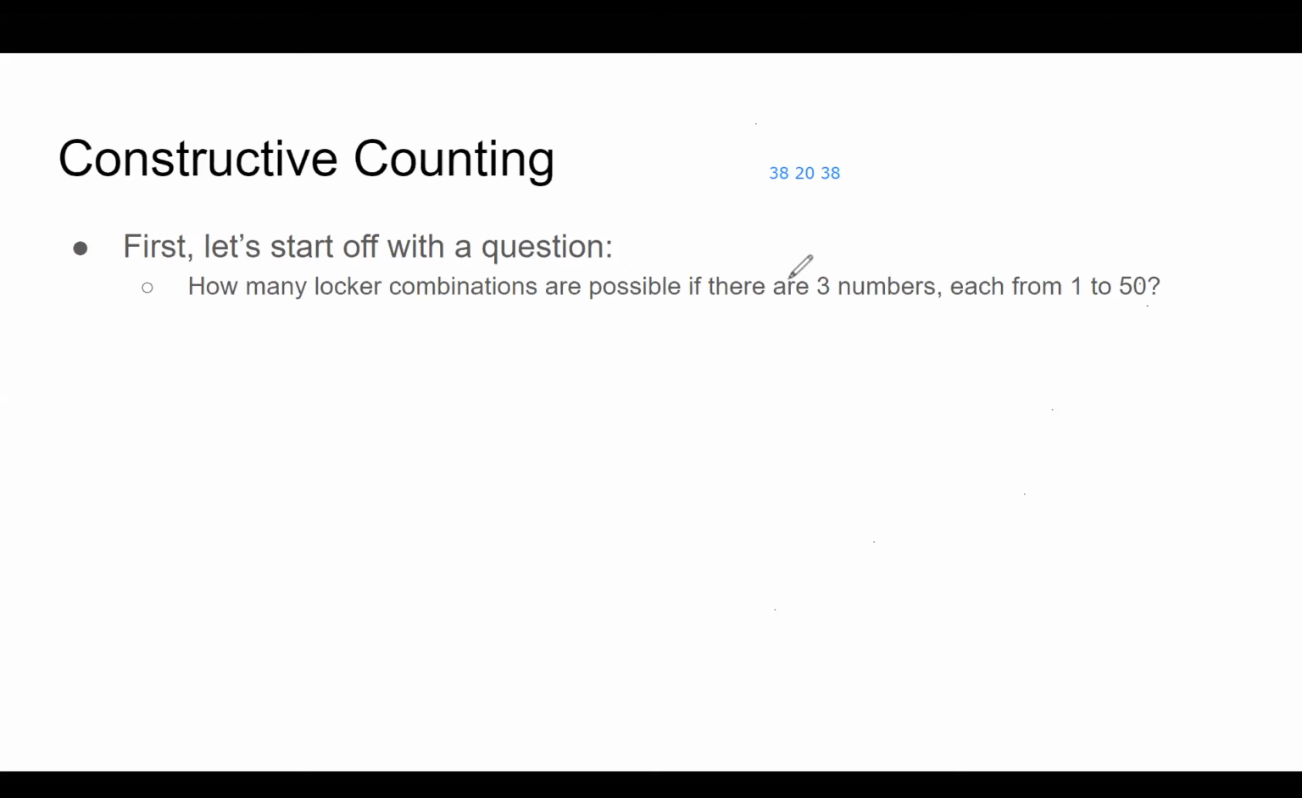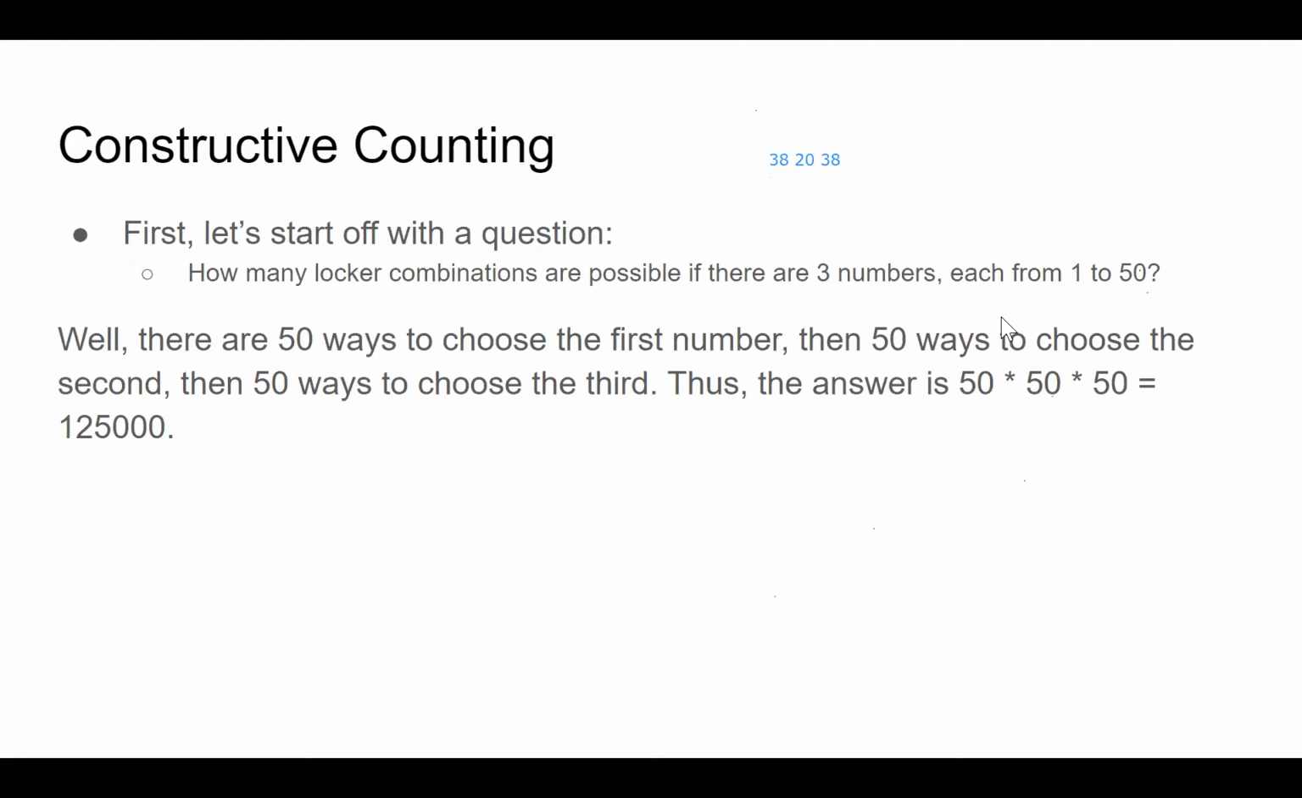So the way you do this is, there are 50 ways to choose the first one, and then there's 50 ways to choose the second and the third. And altogether, it's just 50 times 50 times 50, which is equal to 125,000. Okay, I hope that made sense, because this is the idea of constructive counting. Basically, you want to count different things, and then you combine them to create one, if that makes sense.